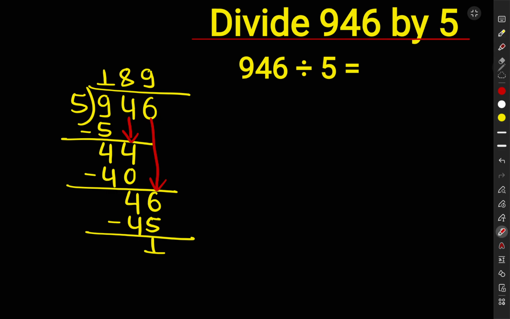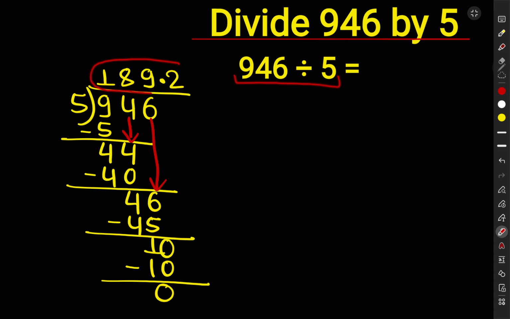So now we have no other number to put down. So we take a decimal here, so that we put 0. So it is 10 and 5 times 2 is 10. On subtracting we get 0. So 946 divided by 5 is 189.2.